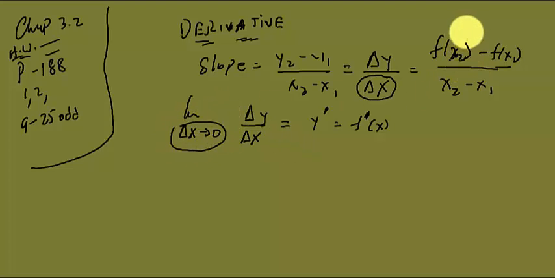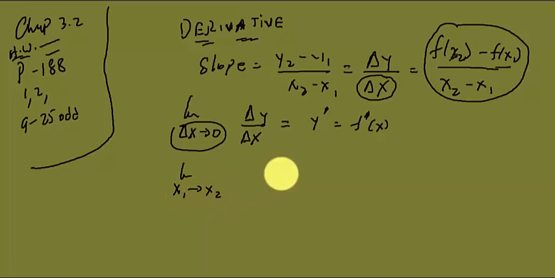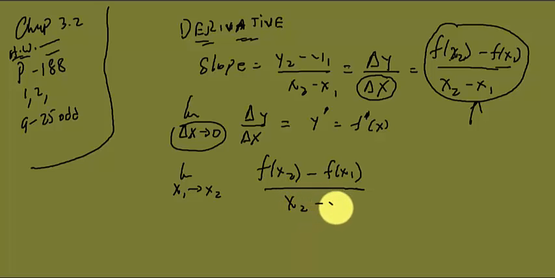Of course, we can write this formula right here, and it shows up on the AP test, so we'll be able to recognize that. Limit as, not delta x in this situation, limit as x sub 1 goes to x sub 2. That means these two are getting close together. Then f of x sub 2 minus f of x sub 1 all over x sub 2 minus x sub 1 is also another name for the derivative, or f prime of x.